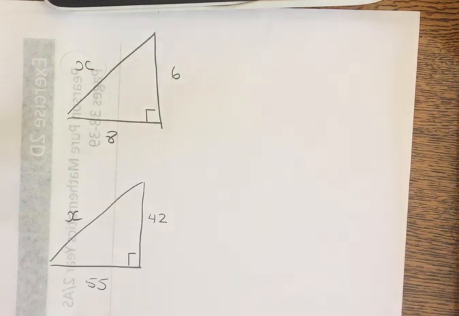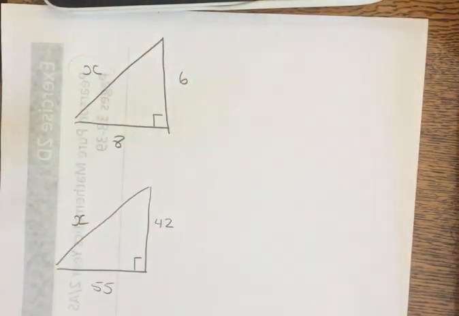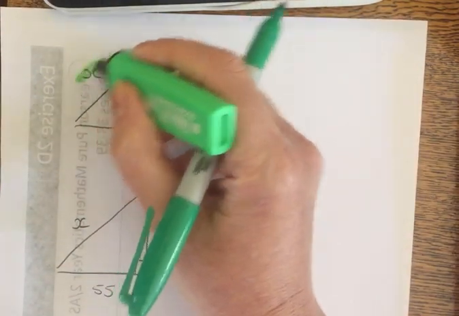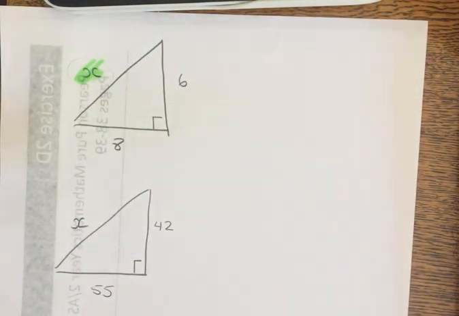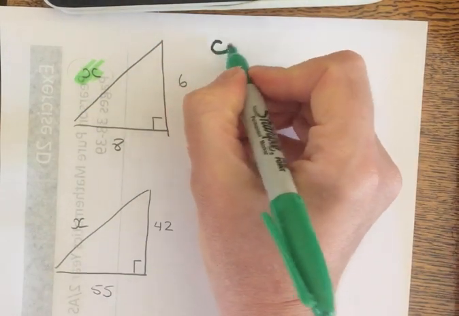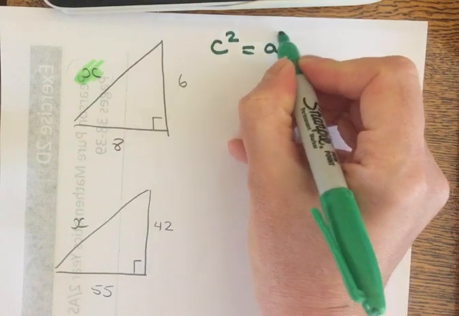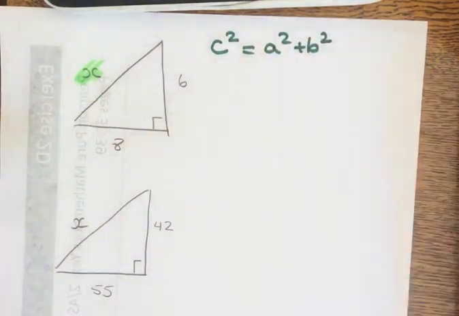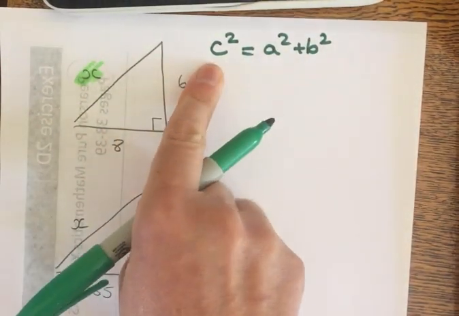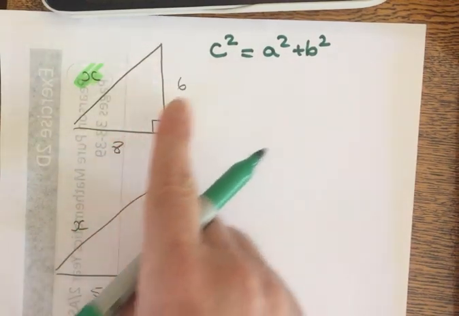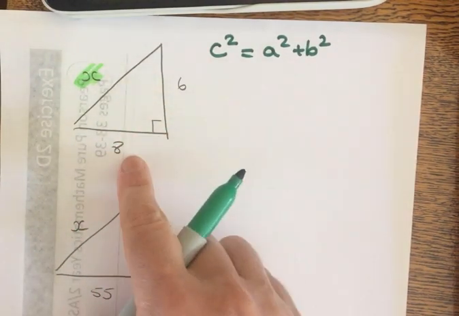Answers to the questions. Okay, the first thing we need to do with Pythagoras is consider where the hypotenuse is. So on this one, the hypotenuse is here. And we know that we had a formula that is c squared equals a squared plus b squared, where c squared is the hypotenuse squared. It doesn't matter which of these are a or b.